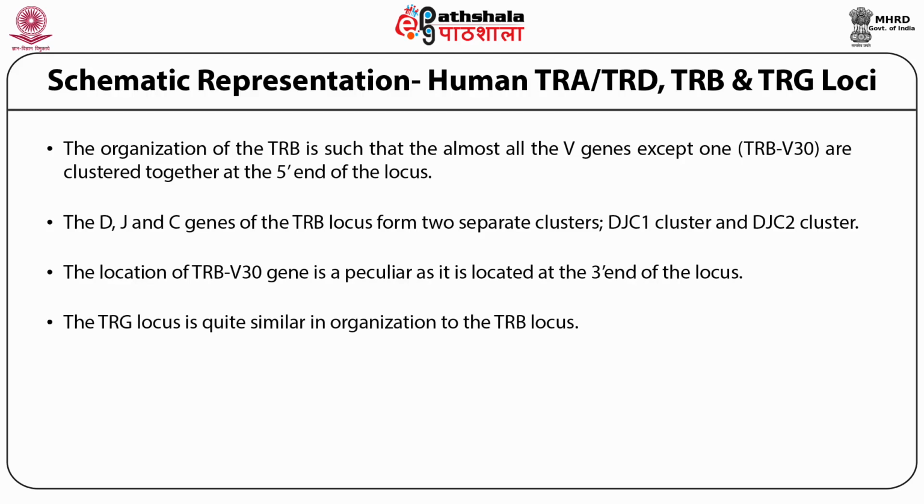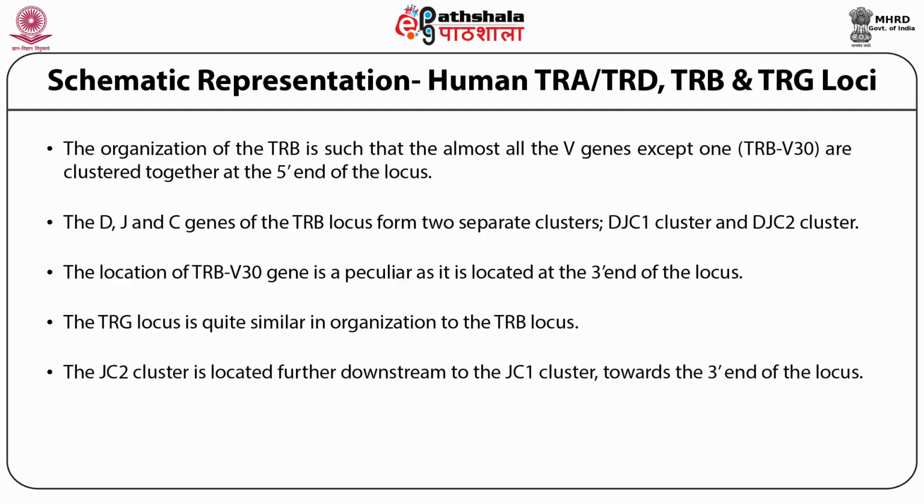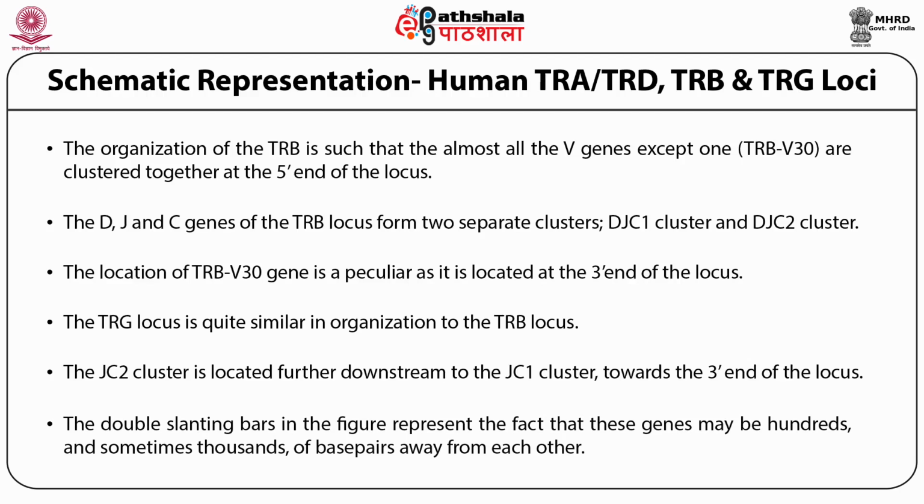The TRG locus is quite similar in organization to the TRB locus. All the V genes at this locus are located at the 5' end. This is followed by JC1 cluster. The JC2 cluster is located further downstream to the JC1 cluster towards the 3' end of the locus. The double slanting bars in the figure represent the fact that these genes may be hundreds and sometimes thousands of base pairs away from each other.